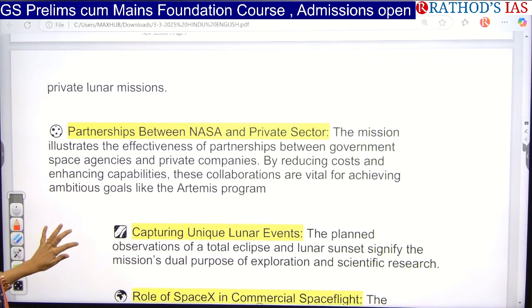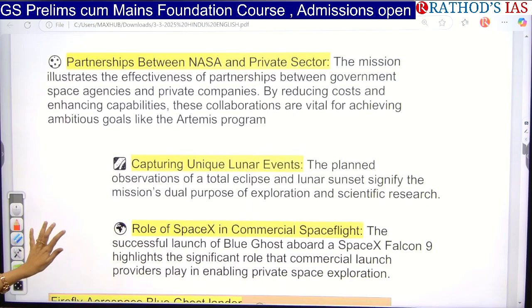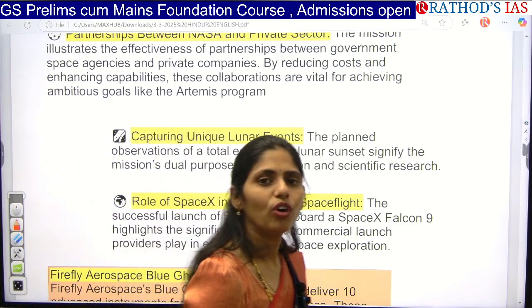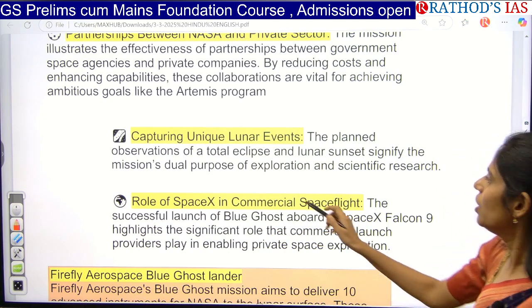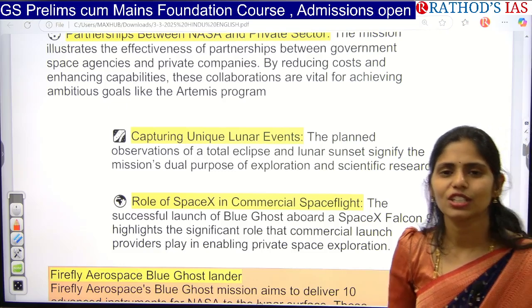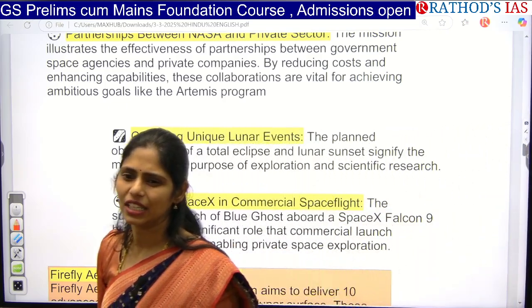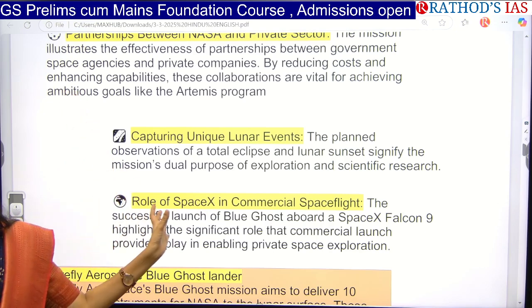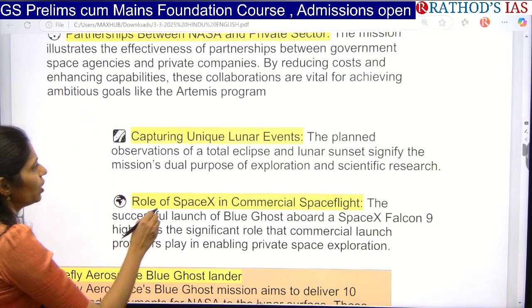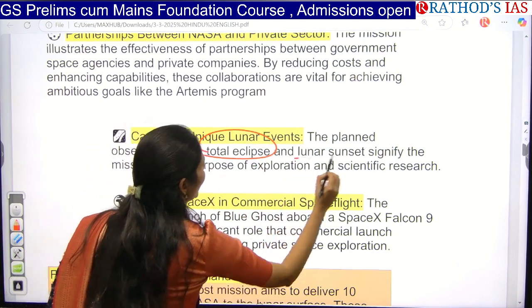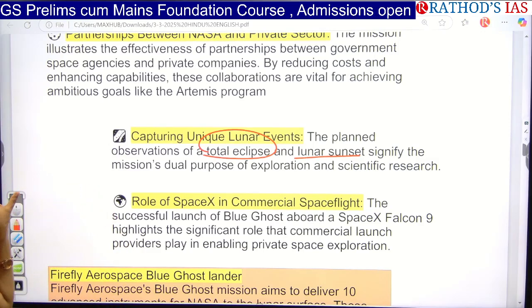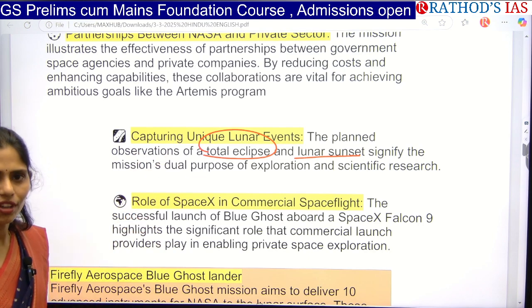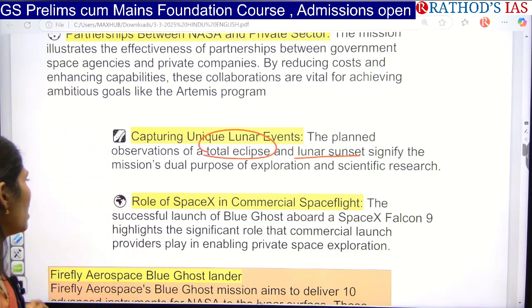And next one here is, this planned observation of total eclipse and lunar sunset, which signifies the mission's dual purpose. So actually the importance of this mission is, it wants to study the lunar surface whenever there is a total eclipse. So in the eclipse topic, you will be seeing about total eclipse, partial eclipse, annular eclipse, right? So total eclipse is nothing but whenever the sun is completely blocked, right? That is called a total eclipse. So they are going for observation during this total eclipse and lunar sunset. Because of this, they are going for a special lunar exploration during this time of eclipse, and it will be very helpful for scientific research. Okay, so that is the thing.